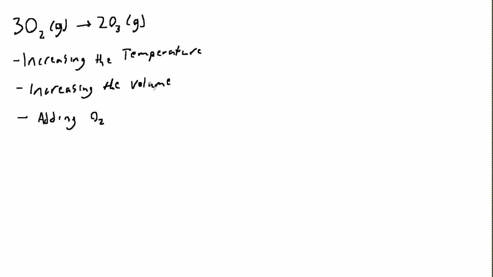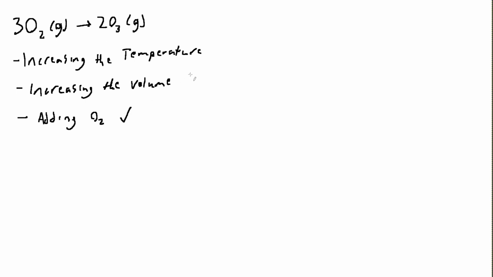Okay, so let's look at the easiest one first, adding O2. This is very easy because it's a very simple part of Le Chatelier's principle. If you add a reactant, you get more products. The reaction shifts to the right, is how it's formulated. So this one is going to increase the amount of ozone because it's going to shift to the right. It's going to make more ozone when we add more oxygen.